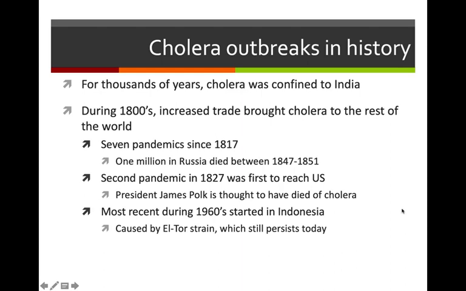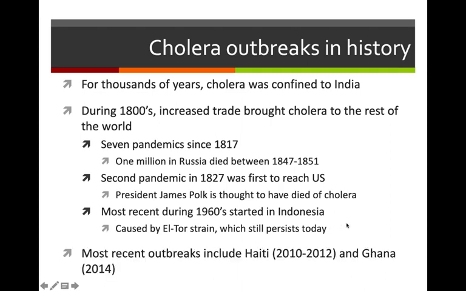The most recent pandemic, which is still kind of ongoing, began in the 1960s in Indonesia, caused by a very specific strain of cholera called the El Tor strain. More recent outbreaks caused by this particular strain of cholera include an outbreak in Haiti, one in Ghana, and one in Yemen, which we'll talk about in just a little bit.